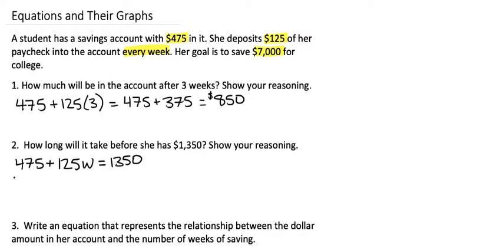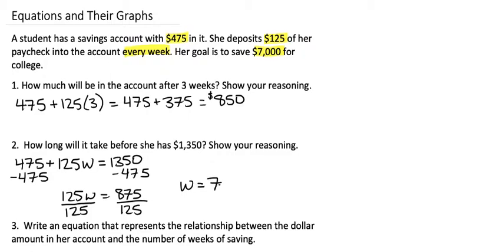Now I'm going to solve this equation for w. I'm going to start by subtracting 475 from both sides. That's going to leave me with 125w equals 875. Now to get w by itself, I'm going to divide both sides by 125. And that's going to give me w equals 7. So that means it's going to take 7 weeks.